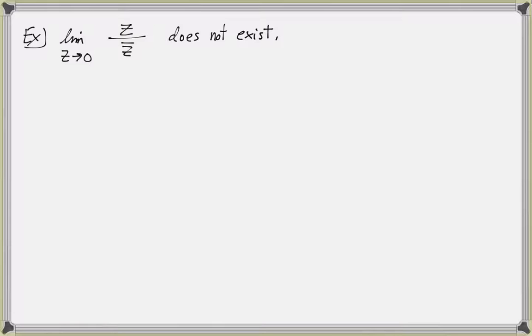So first I'm going to look at the complex plane here, and here's the origin. We're going to let z go to 0 from two different directions. First along the x-axis, and then secondly along the imaginary axis. And we'll show that the limits along the x-axis and the y-axis are different, and therefore the limit does not exist. So z approaches 0 along the x-axis.